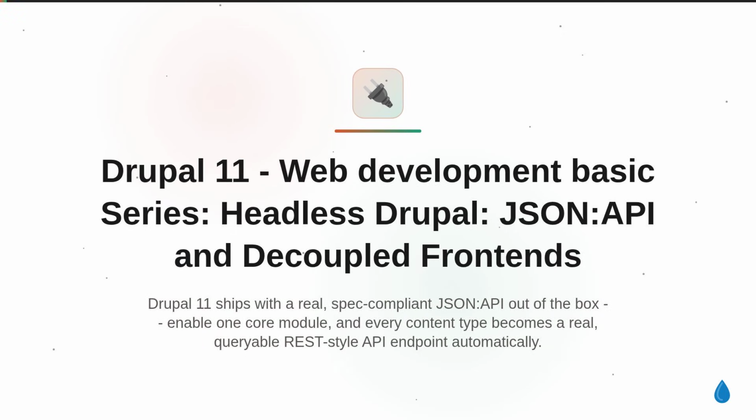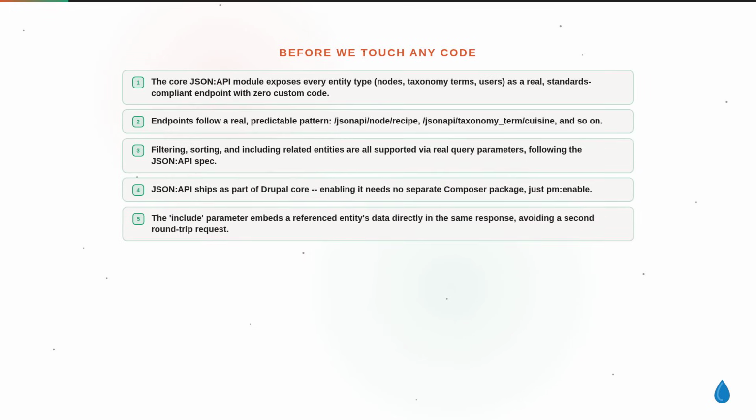Drupal 11 ships with a real, spec-compliant JSON API out of the box. Enable one core module, and every content type becomes a real, queryable REST-style API endpoint automatically. Before we touch any code, here's the whole idea in a few facts.